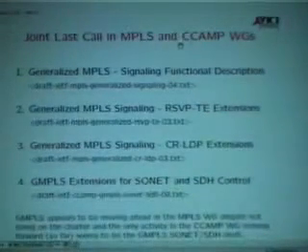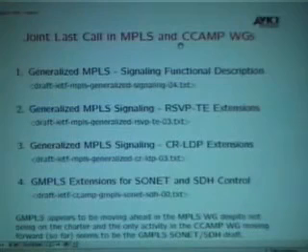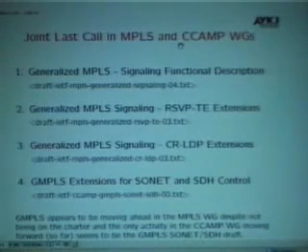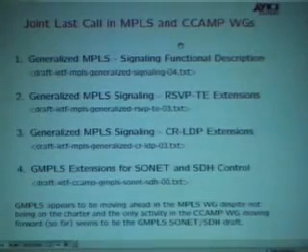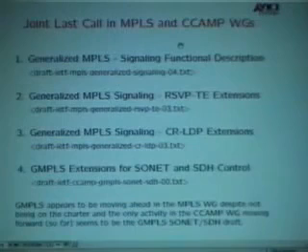Right now, there's a joint last call in MPLS and CCAMP for the generalized MPLS work. Generalized MPLS is essentially MPLS used to control TDM and optical switches. The idea is that you can set up hierarchical tunnels that pass through multiple technologies. For example, a tunnel at 500 megabits can pass through a regular packet switch network, and part of it goes over an OC48 capable optical network with no TDM.